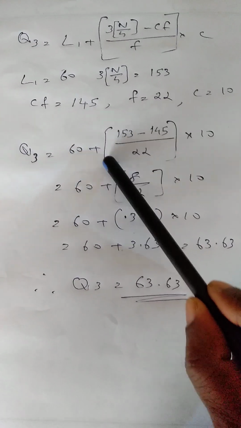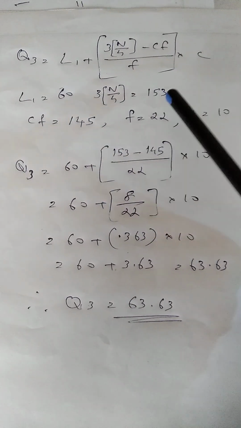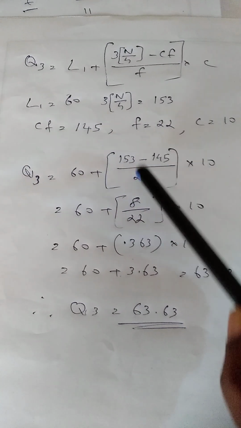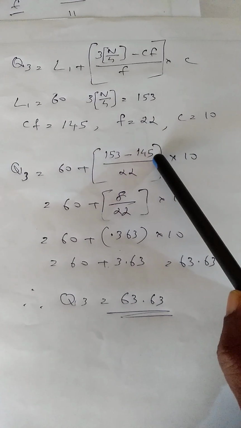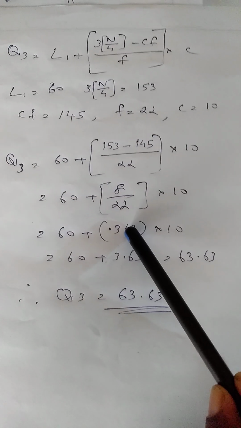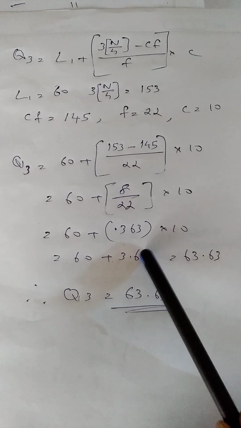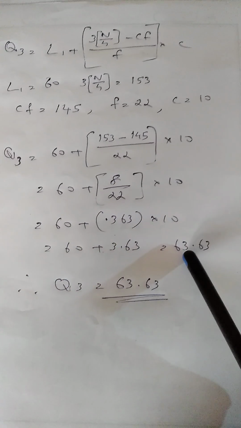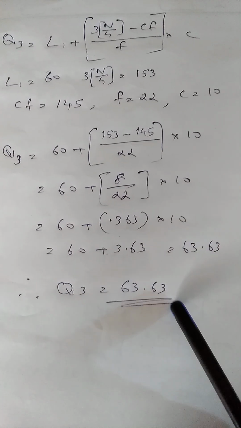Now we are applying these values here. L1, 60, plus (3 into n by 4, which is 153, minus Cf, which is 145) divided by f, 22, into C, 10. 153 minus 145 provides 8. 8 divided by 22 provides 0.363, into 10, 3.63. It is added with the 60. Then you get 63.63. So 63.63 is the value of Q3.